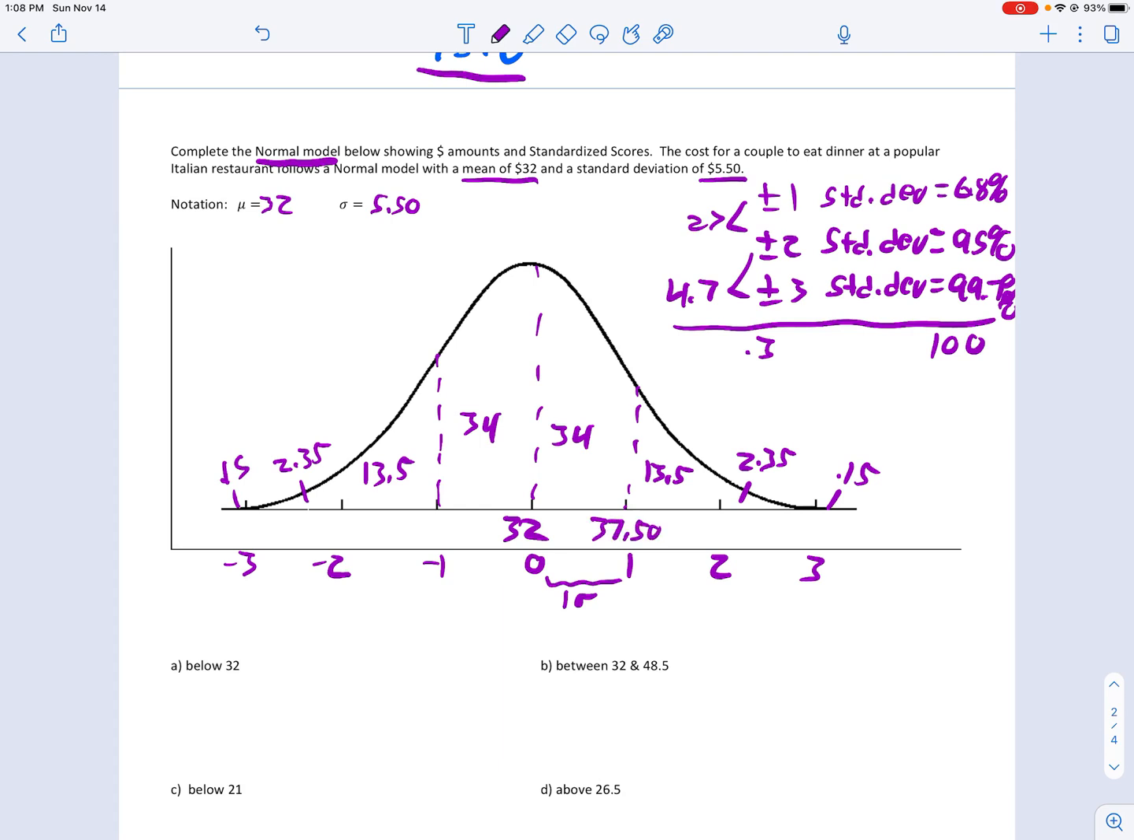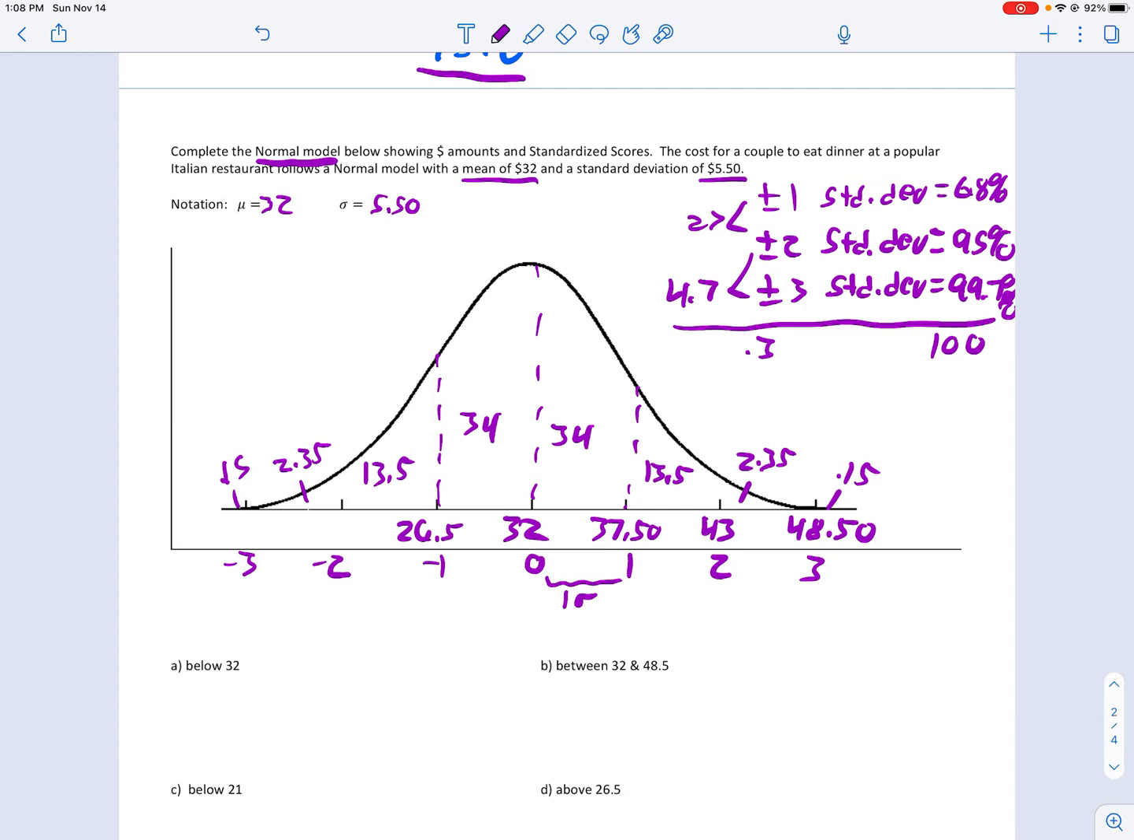If you were 2 standard deviations, I just add another 5.50, so this would be $43. And if you were 3, again, add another 5.50, $48.50. So how do I get those next numbers? I'm adding the standard deviation to each one of those each time, because the distance between the numbers is the standard deviation. If you're 1 standard deviation below the mean, you would subtract 5.50.